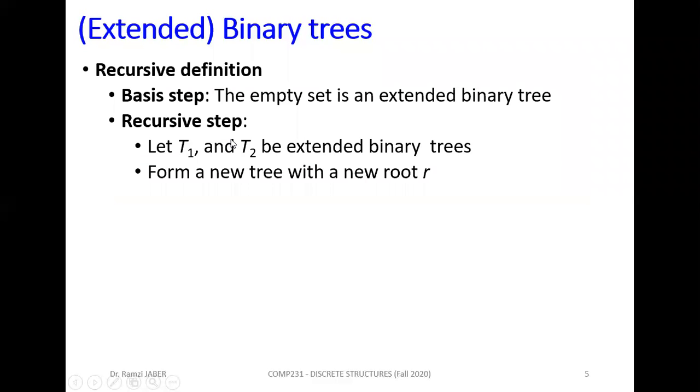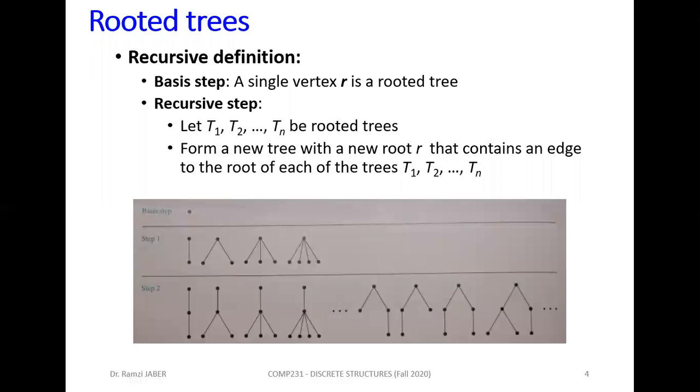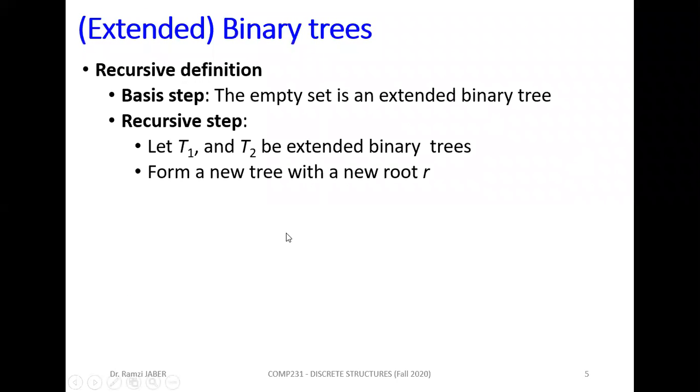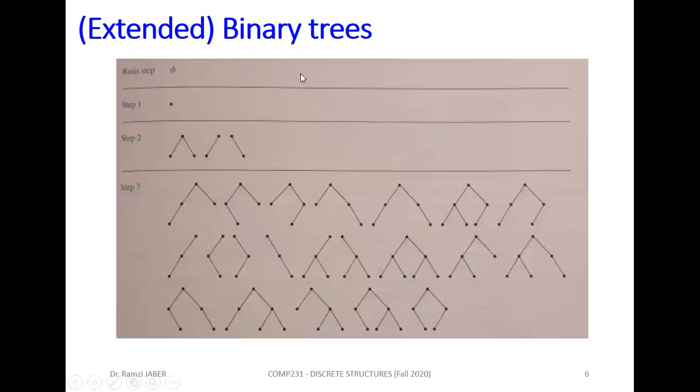whereas as you can see here in the rooted tree, it must be connected to the parent node. It must be connected here. In a rooted tree, T1, T2, T3 must be connected at the same root node here. Okay, here is a rooted tree. But in a normal binary tree or extended binary tree, we can do T1 and T2, or in step 3, T1, T2, T1, T2, and so on.